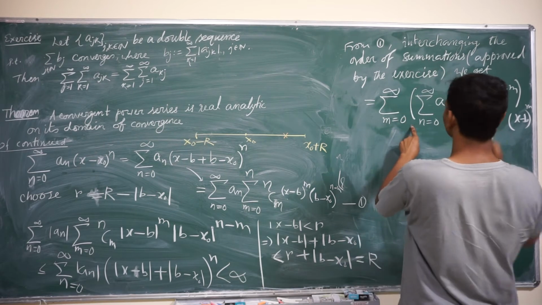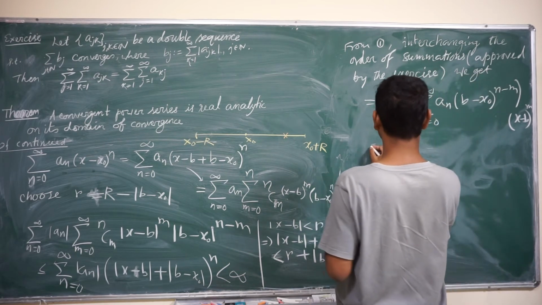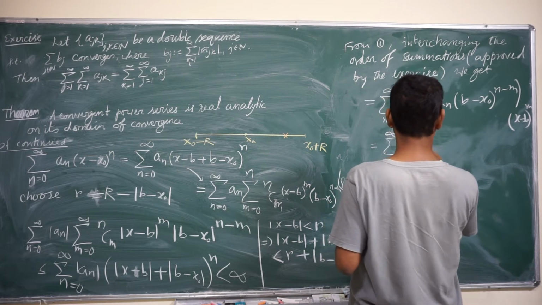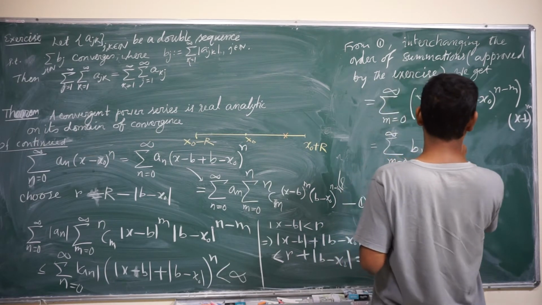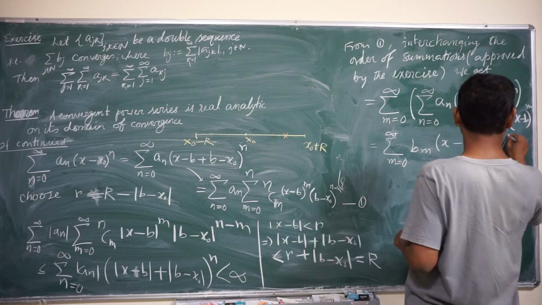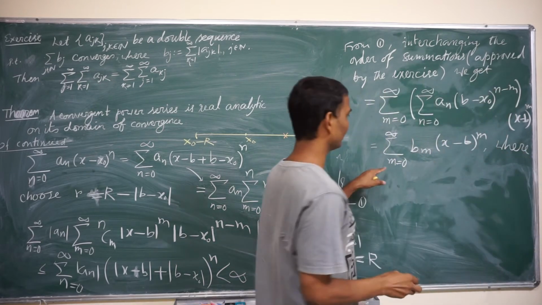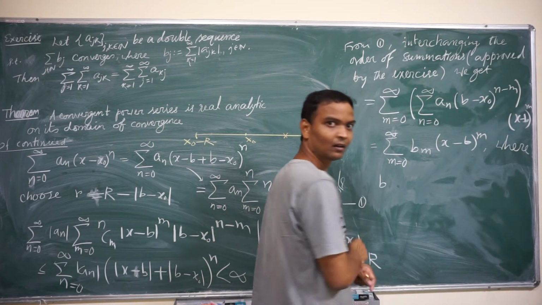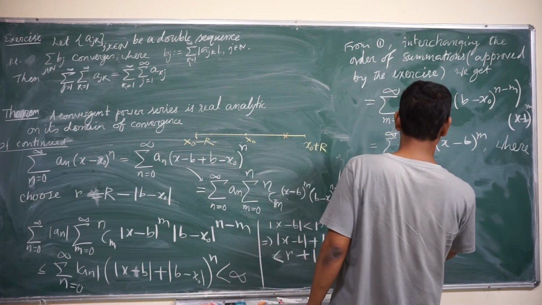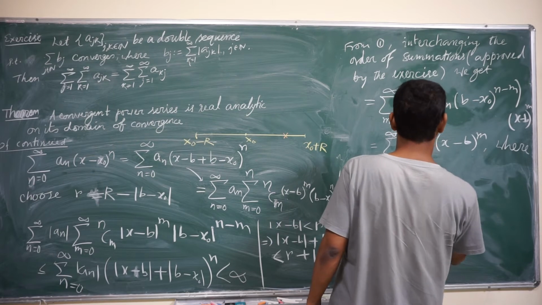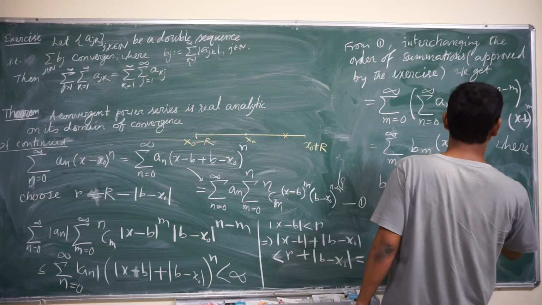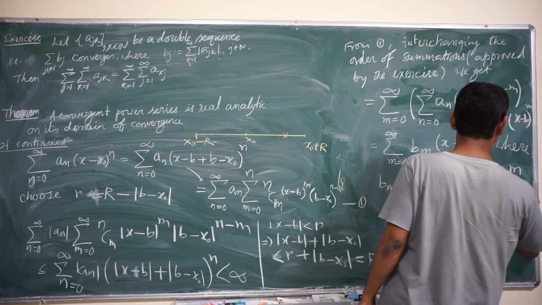So this is the coefficient. So this is summation m equal to 0 to infinity b_m (x minus b) to the power m, where b_m is summation n equal to 0 to infinity a_n (b minus x naught) to the power n minus m.